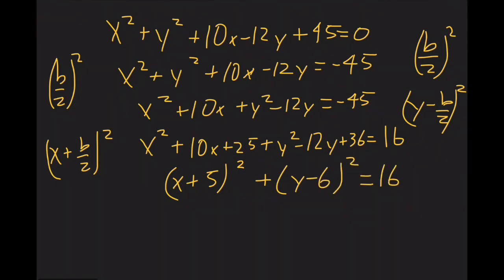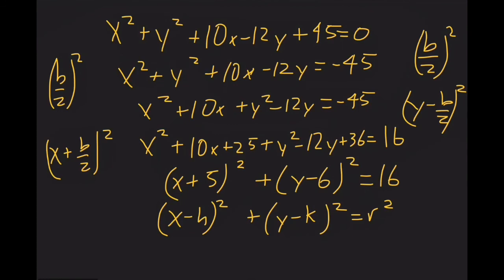Alright. Well, this is an equation of a circle. (x − h)² + (y − k)² = r². So now we can easily find the center and the radius of this circle. So the center is −5 for the x value and 6 for the y value. And then the radius will be 4 because r² = 16, and the radius cannot have a negative value, so it's going to be 4.